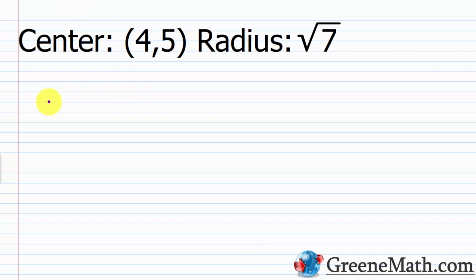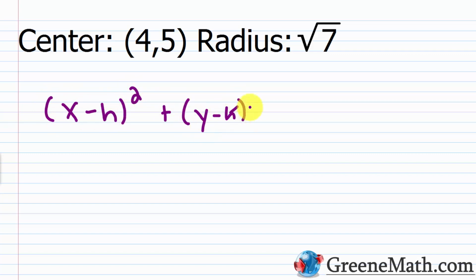Again, we have the quantity x minus h squared, plus the quantity y minus k squared. This is equal to the radius squared. So I'm just going to plug in. I know my center occurs at h comma k. So this 4 is going to be my h, and this 5 is going to be my k. I'm going to plug in a 4 here, and a 5 there. And then for the radius, it's the square root of 7, so I'm going to be plugging that in there.